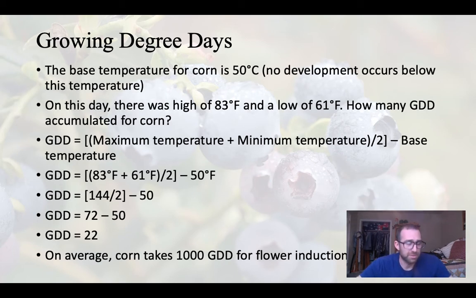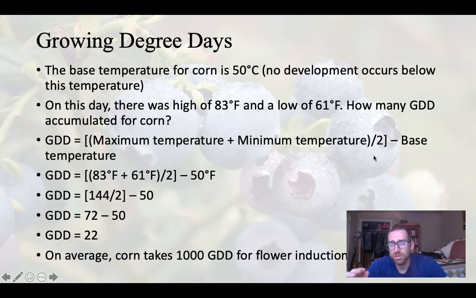So, for example, this is how it would work. The base temperature for corn is 50 degrees Celsius. So below 50 degrees Celsius, no development is going to occur. No growth is going to occur with your corn. So if we have a hypothetical day and there's a high of 83 and a low of 61, and actually, I'm sorry, this is incorrect. This should be 50 degrees Fahrenheit. 50 degrees Celsius is super hot, I'm pretty sure. So 50 degrees Fahrenheit. So you have a high of 83 and a low of 61.